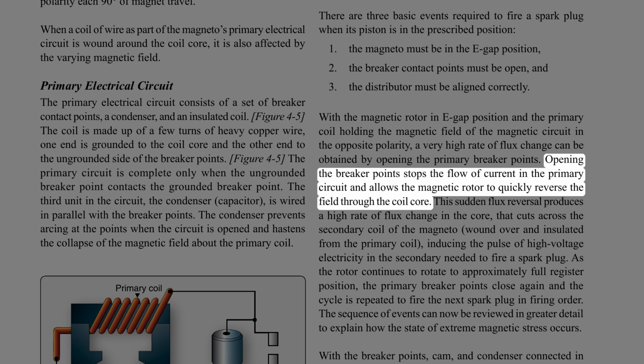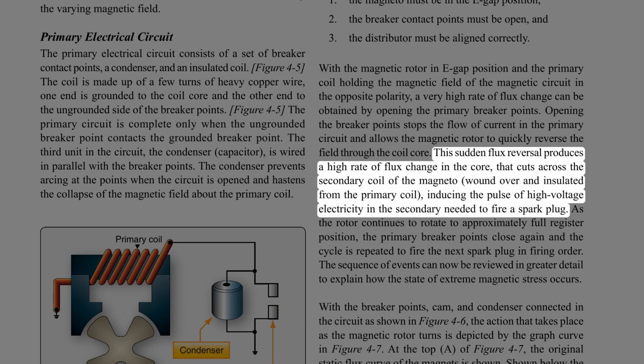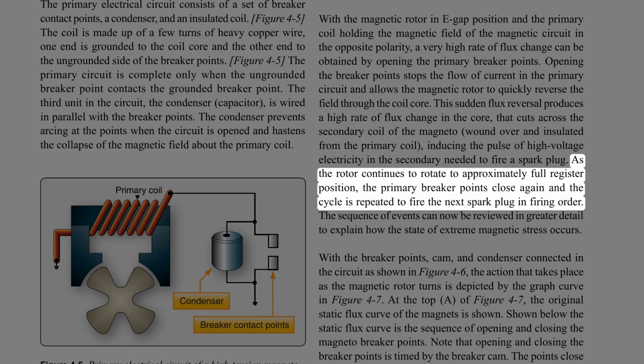Opening the breaker points stops the flow of current in the primary circuit and allows the magnetic rotor to quickly reverse the field through the coil core. This sudden flux reversal produces a high rate of flux change in the core that cuts across the secondary coil of the magneto, wound over and insulated from the primary coil, inducing the pulse of high-voltage electricity in the secondary needed to fire a spark plug. As the rotor continues to rotate to approximately full register position, the primary breaker points close again and the cycle is repeated to fire the next spark plug in firing order.